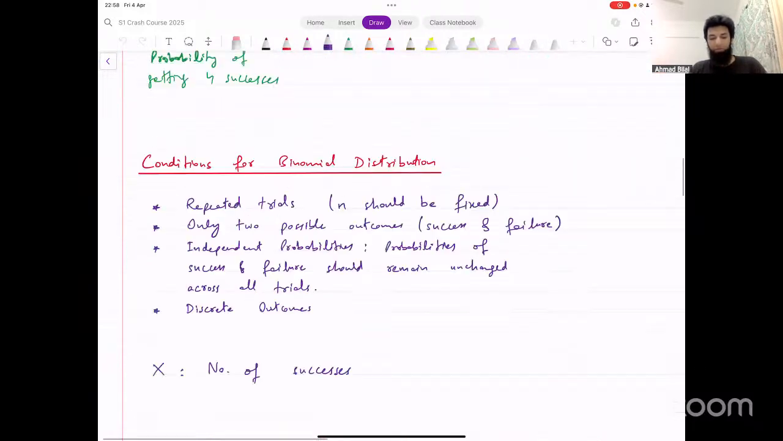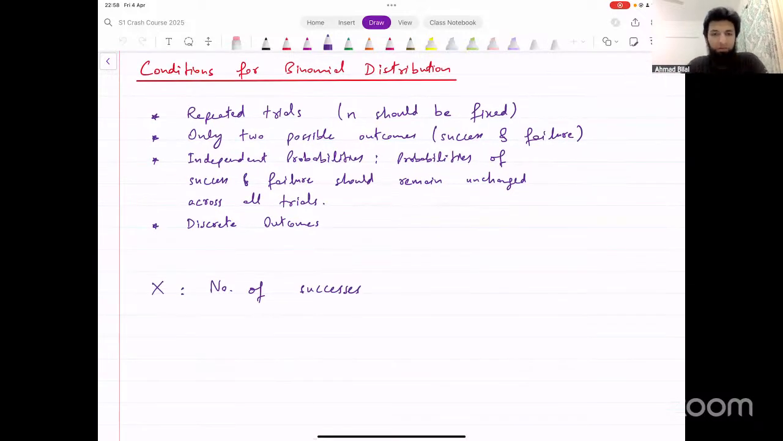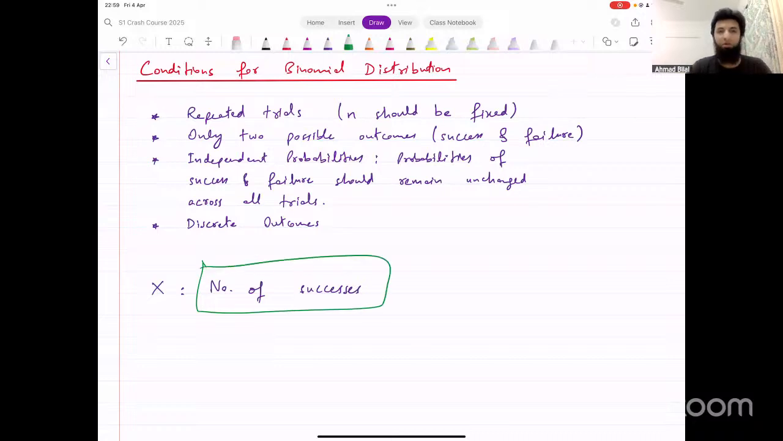Remember, in binomial distribution, what we had was something repeating again and again, right? So you had something repeating n times, a fixed number of times. There were two possible outcomes, success or failure, and their probabilities remained constant. And what we were looking for was the probability of getting a certain number of successes, right? Probability of getting 4 successes out of 10, probability of getting 10 successes out of 25. That's what we were looking for in binomial.